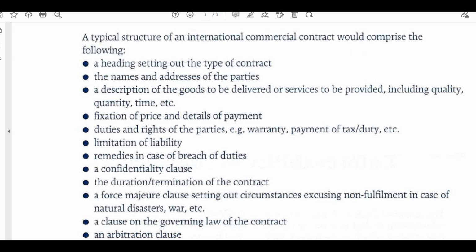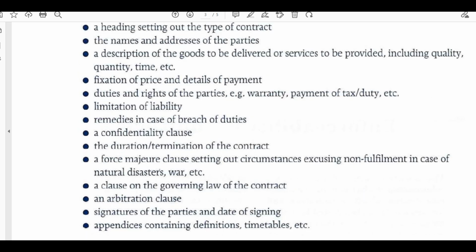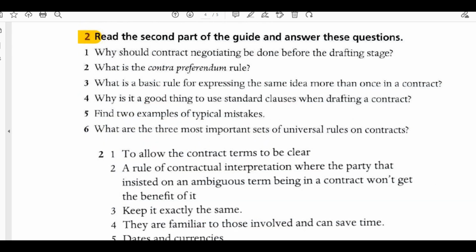A clause on the governing law of the contract, an arbitration clause, signatures of the parties, and date of signing. Also, appendices containing definitions, timetables, and many others. Actually, we have already read the second and the first part of the guide, and now we need to answer these questions. First, why should contract negotiating be done before the drafting stage?